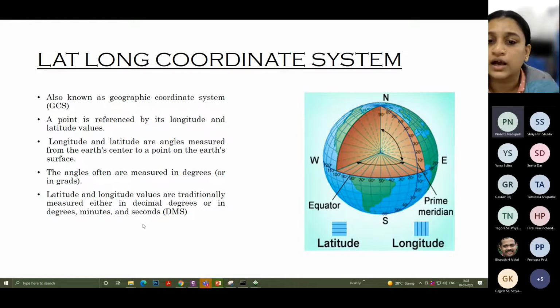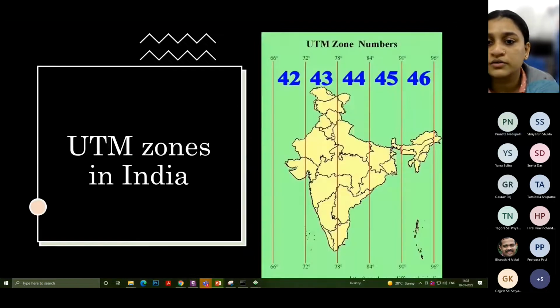So they are often either measured in decimal degrees, or they are represented in degrees, minutes, and seconds. You can see here the UTM zones in India: 42, 43, 44, 45, and 46. Also importantly, if you know the longitudinal value, you will be able to understand which UTM zone the country falls into. You have to use a small equation, and on the basis of that, you will be able to understand which UTM zone it will be located in.